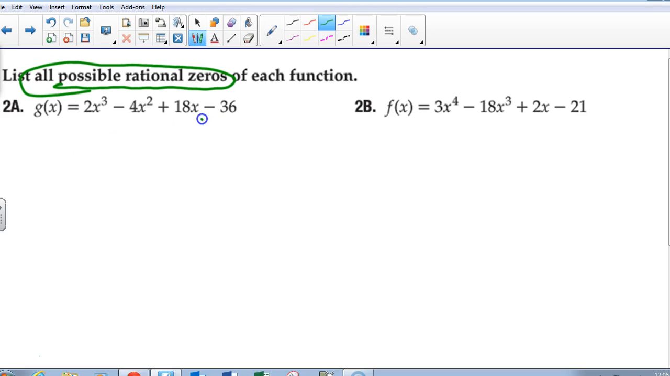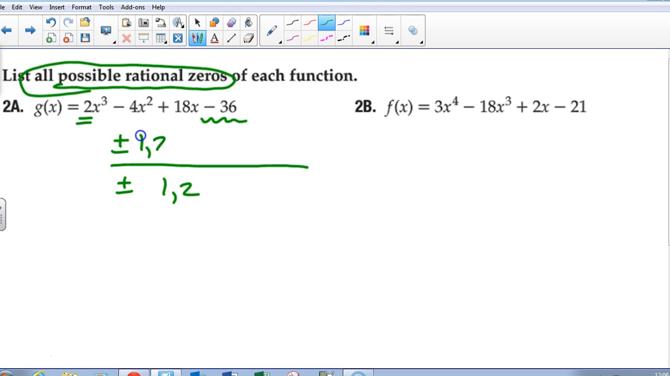All the factors of 36 over all the factors of 2. All right, I'm going to go with 2 first. What are the factors of 2? 1 and 2. Okay, this is a little more painful, which is part of the reason I probably wouldn't pick this for the quiz. What are all the factors of 36?